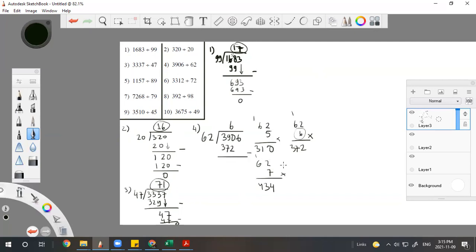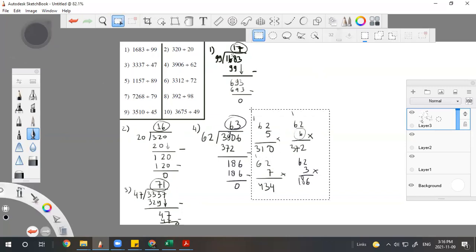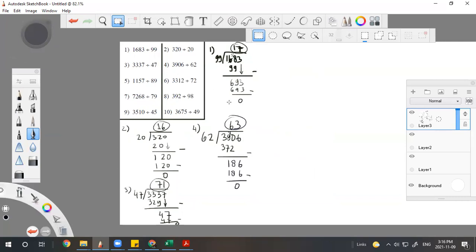Right? And then you subtract. We have 6 here. 0 minus 2 is 8. 9 minus 1 is, this is borrow, yeah. 8 minus 7 is 1. 186. So 62, let's try to do 3. 6, 186. Okay, that's it. See? That's the answer, right? Okay. So that's for number 4.